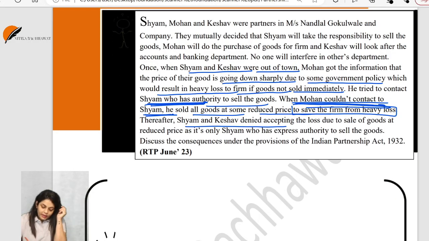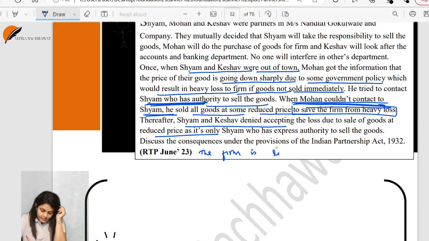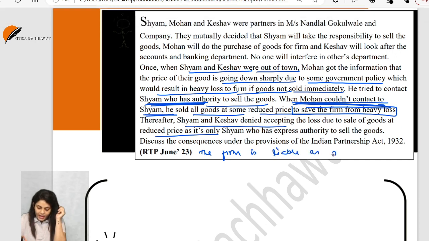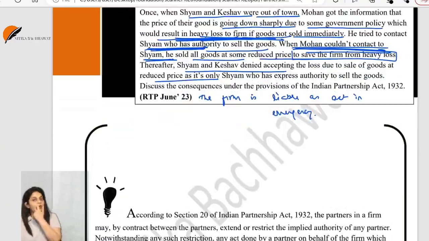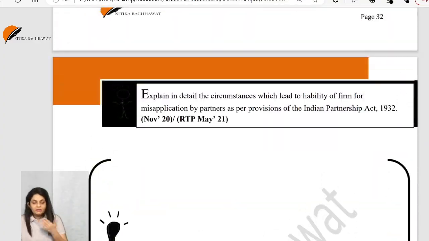Yes. So they denied accepting the loss due to sale of goods at reduced price as it's only Shyam who has the express authority to sell the goods. Discuss the consequences. The firm is liable. Why? Because it's an act in emergency and it is done to protect the interest of the firm. Firm would suffer huge losses. So to protect the interest of the firm, this act was done. So the firm is liable. That means the sale will be binding on the firm.